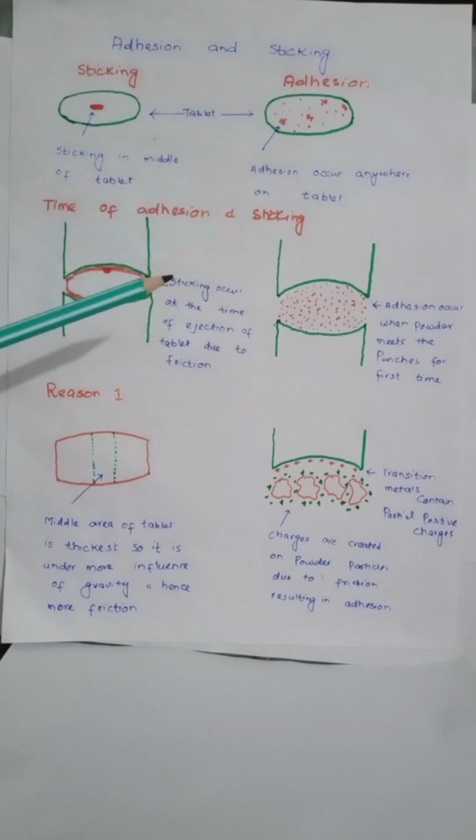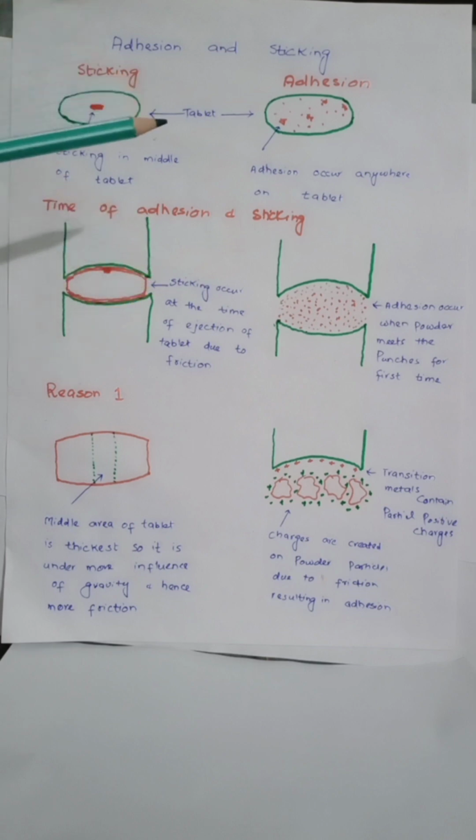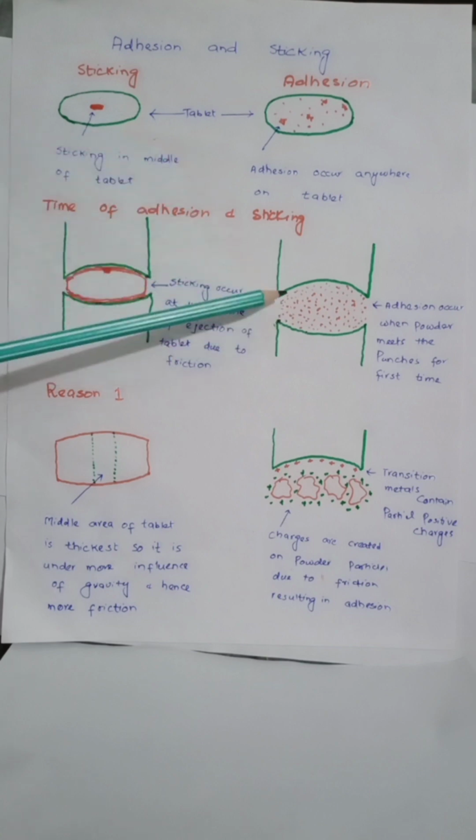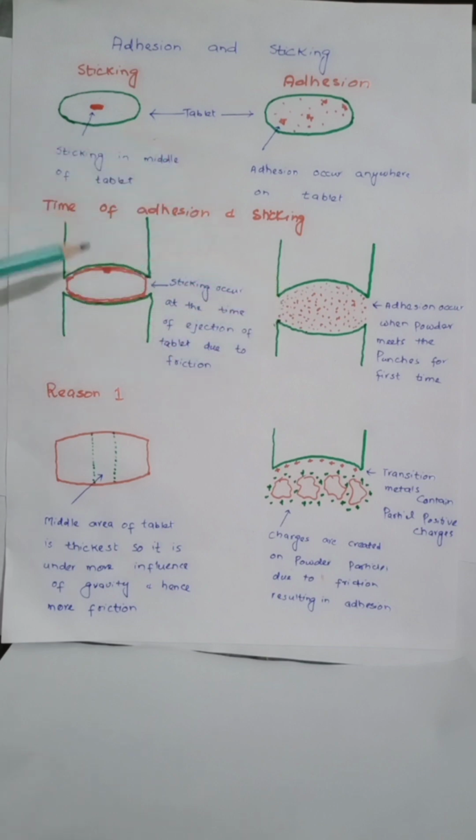the surface of the tablet. Another difference between adhesion and sticking is that adhesion occurs at that time when powder meets the punches, while sticking occurs at that time when the compressed tablet is ejected out of the punches. Two main important reasons for adhesion are electrostatic charges and moisture.